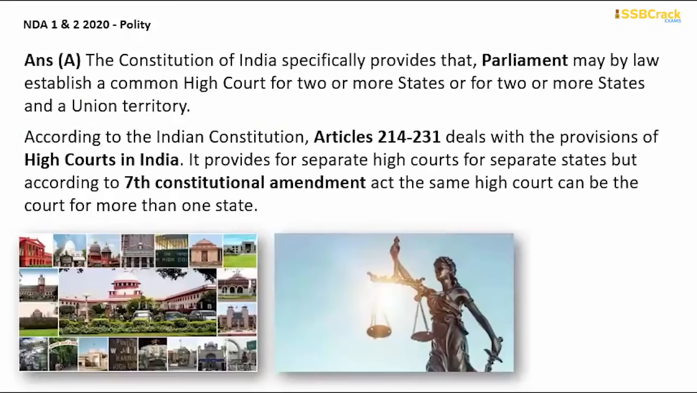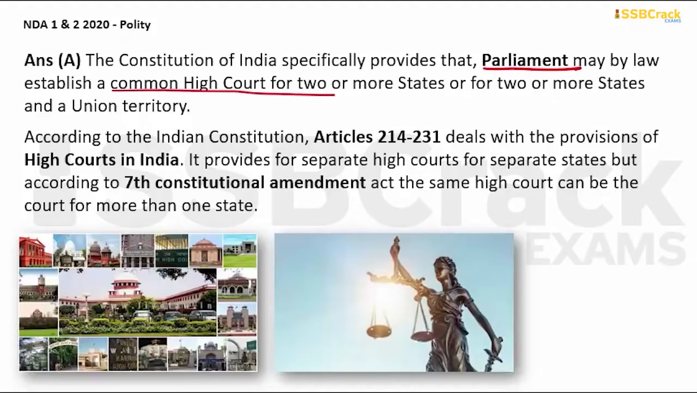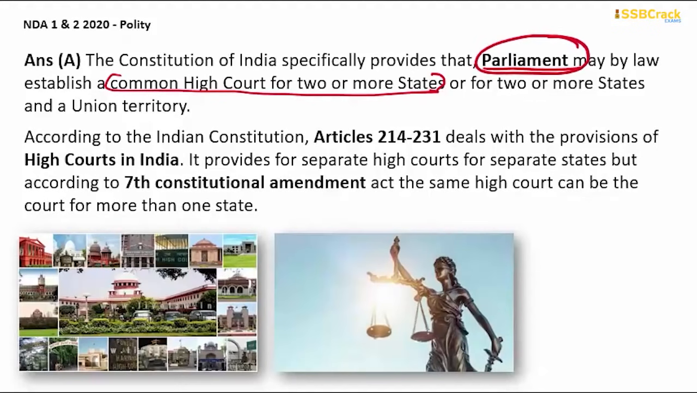Under the Constitution, Parliament may by law establish a common high court for two or more states, or for states and any of the union territories. It is the Parliament which has the power to form the High Court.